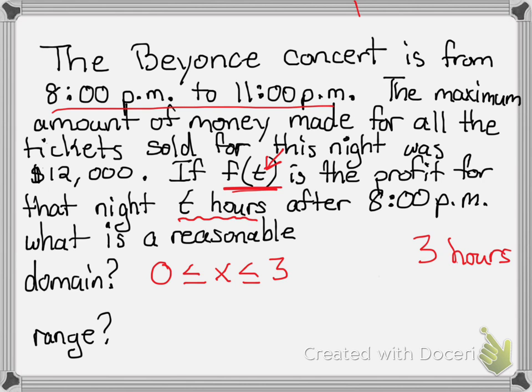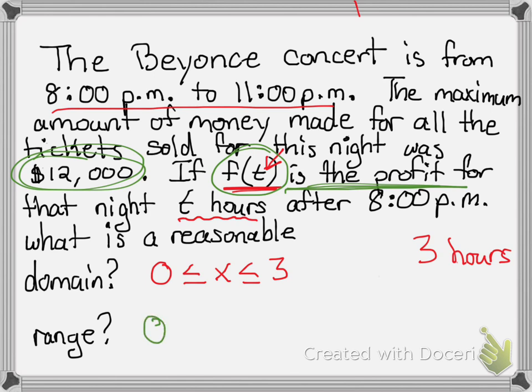All right, now let's talk about the range. Well, the range is represented by the f of t. And as you can see in this sentence, it says f of t is the profit for that night. So how many tickets were sold? Well, it doesn't matter necessarily how many was sold. How much did they make for all the tickets that they sold that night? You got it, $12,000. So since that's the maximum amount, my range is going from 0 to 12,000.